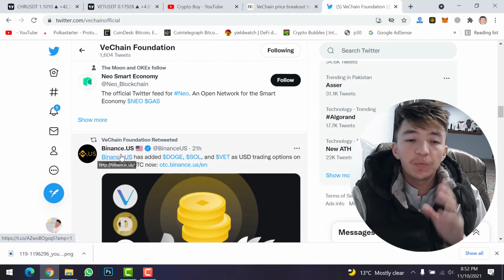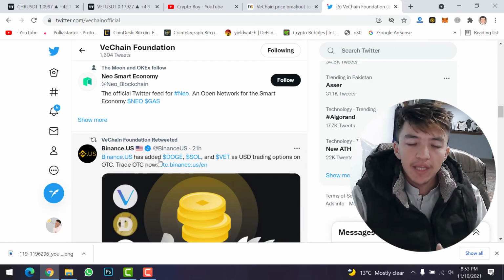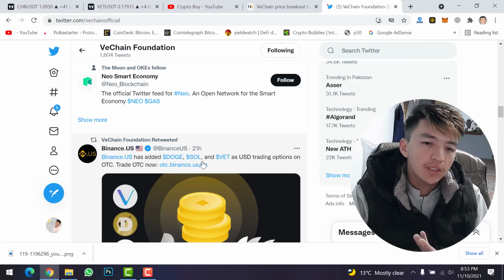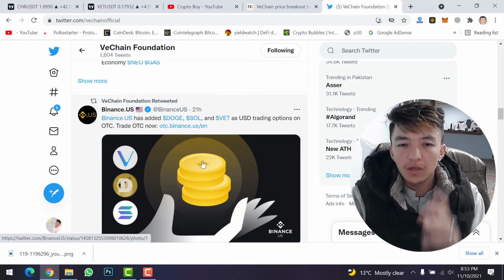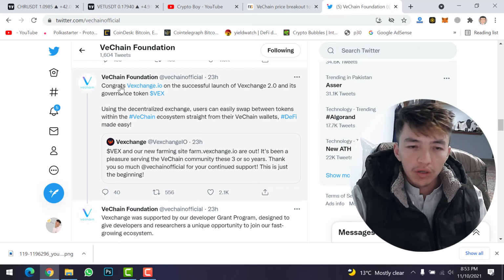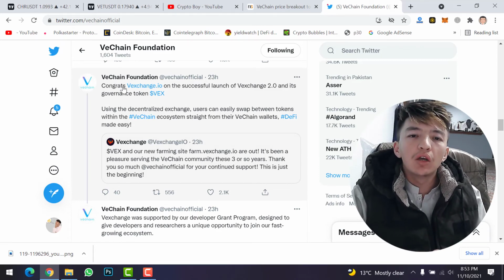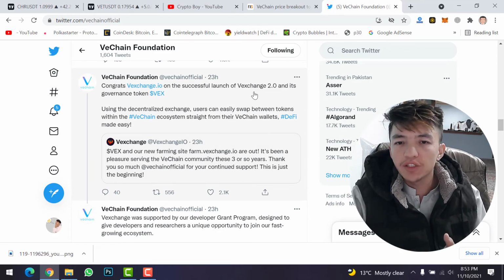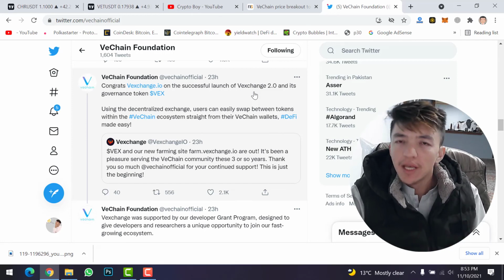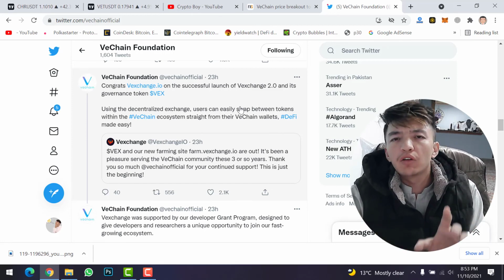Bitcoins.us, which means Bitcoins United States, has added Doge, Solana and Vechain as USD trading options on OTC. Trade OTC now at otc.binance.us. Another bullish sign is congrats to Vexchange.io on the successful launch of Vexchange 2.0 and its governance token Vex. So there are lots of bullish signs for Vechain.